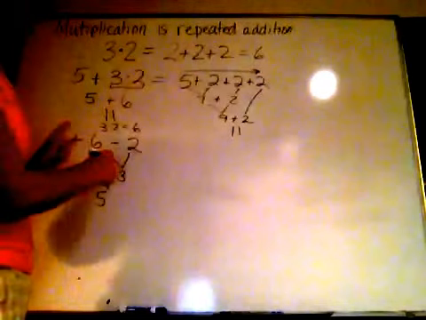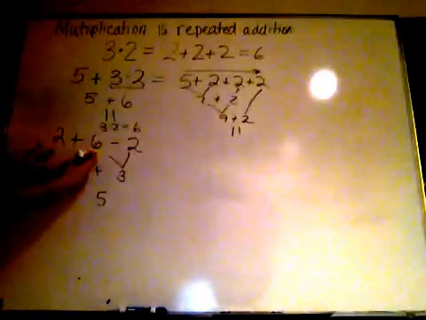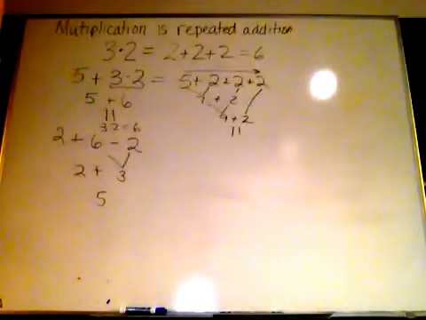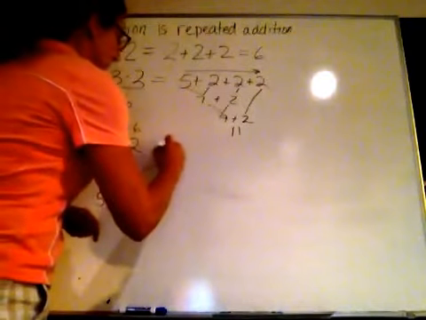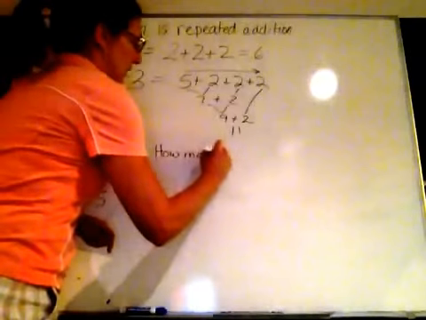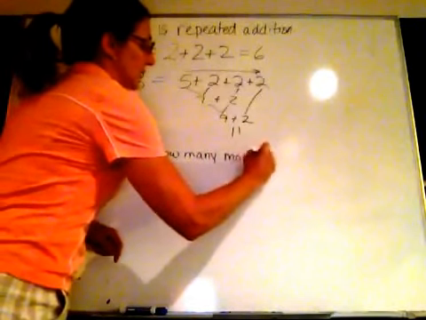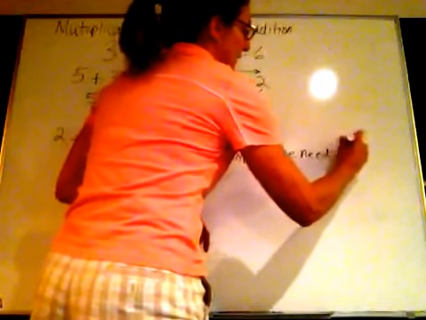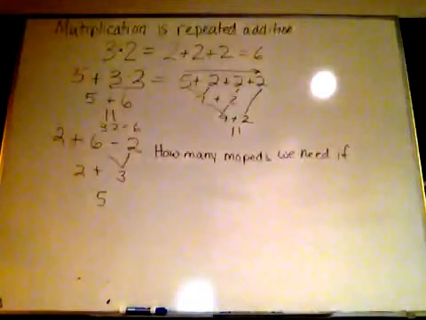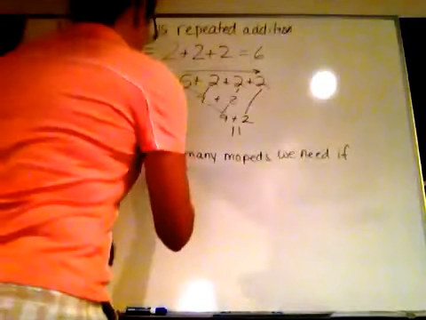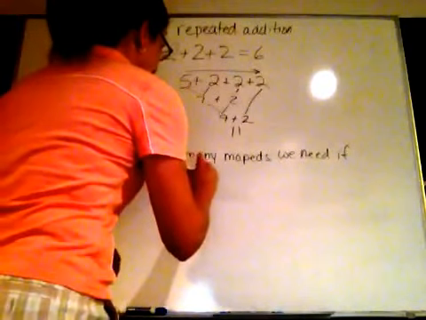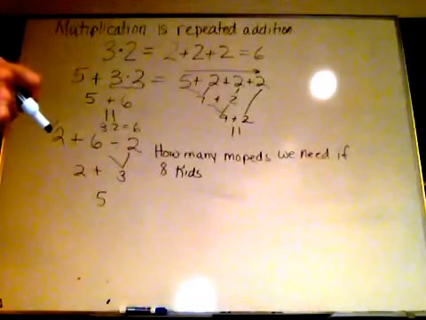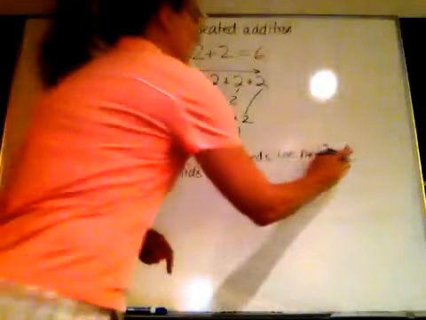Now, when can we overrule this and say, okay, I want to add these first? Well, let's look at a situation. Let's say we want to know how many mopeds we would need if we have 8 kids.